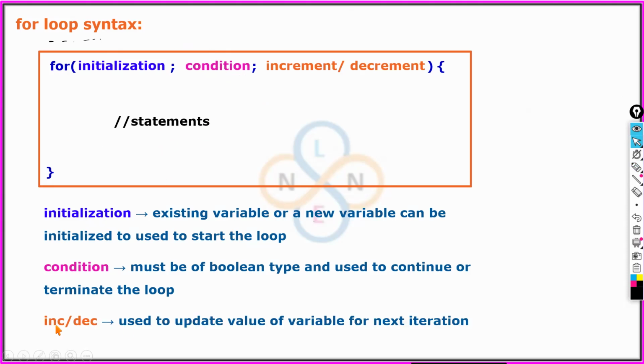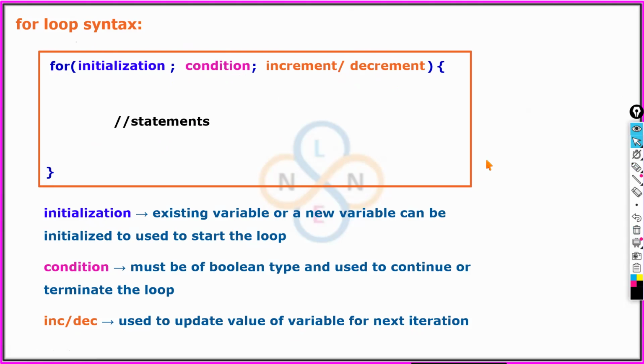Next, increment or decrement is used to update the value of a variable for the next iteration. For example, say int i equals 1. The next time we want i to be 2, that is i equals i plus 1, which means we update the same i value to 2, then the same i value to 3, like that.